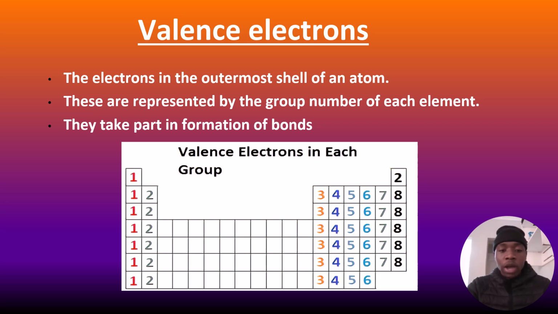So elements in group 1 have only one valence electron. Elements in group 2 have only two valence electrons. Group 3 has three, group 4 has four, and so on, up until the last group, which is group number 8, which has 8 valence electrons. Now, these valence electrons are the ones which take part in forming bonds. They are the ones who create bonds. They are also the ones who take part in the breaking of bonds.